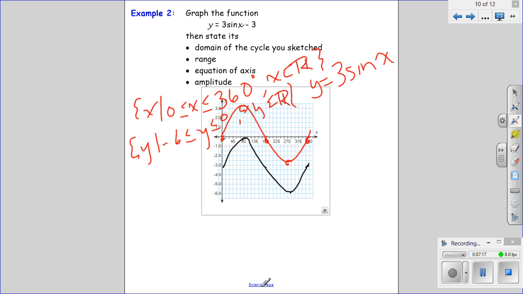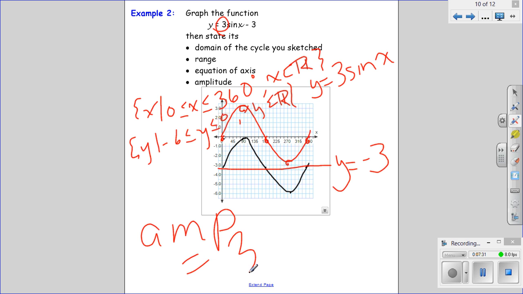The equation of the axes is interesting. Where did all my zeros move to? They all moved to y equals -3. So that's the new equation of my axes. And my amplitude, we've already discovered, comes from that number in front. So the amplitude is 3.